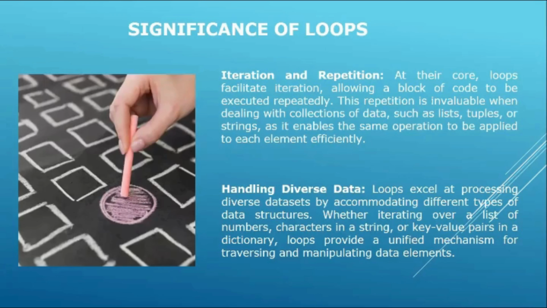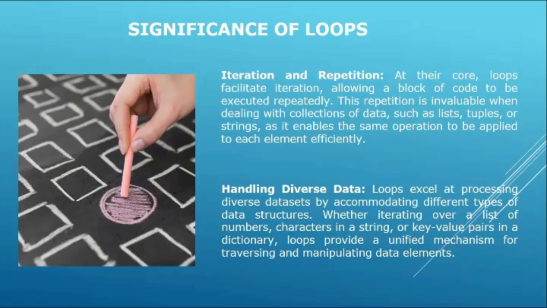So what is the significance of loops? The first one is iteration and repetition. The word iteration means iterate, repeat, travel, and repetition is nothing but repeating one after the other. At their core, loops facilitate iteration, that is, allowing a block of code to be executed repeatedly. So it travels to the objects or the elements which are present in the loop or the block of code and repeatedly executes that in order to meet the condition.